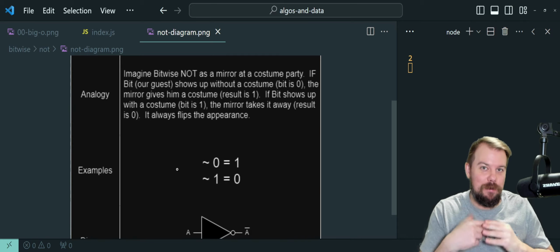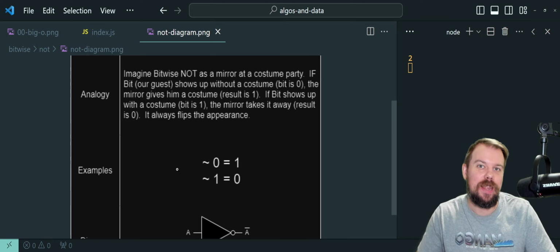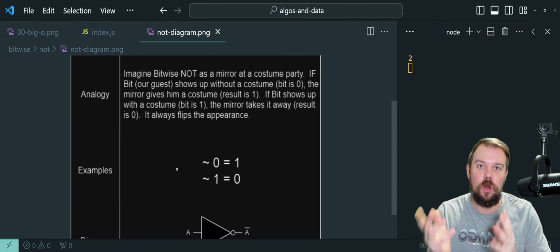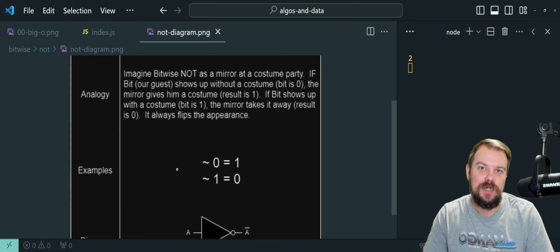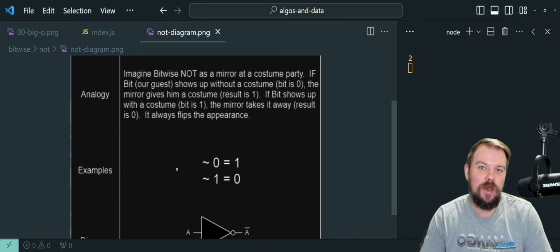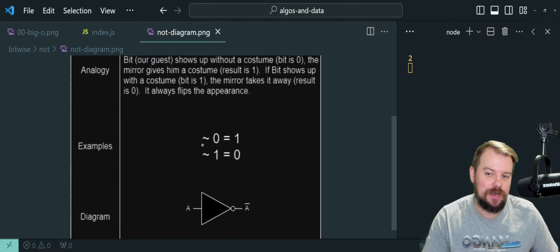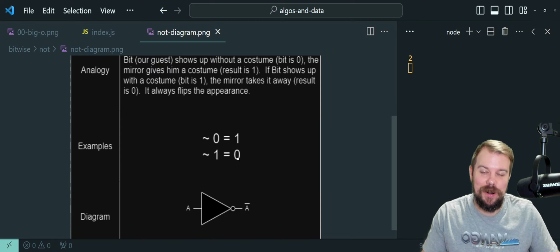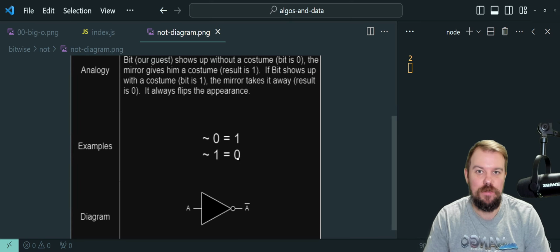So the mirror will magically take away the costume from somebody that shows up with one. It inverts the whole party. People that were prepared don't get 1, and people that weren't prepared do get 1. So it always flips the appearance. In terms of examples, not 0 gets us a 1. Not 1 gets us a 0, and that's as simple as it needs to be. Just invert whatever it is you're operating on, and you're good to go.